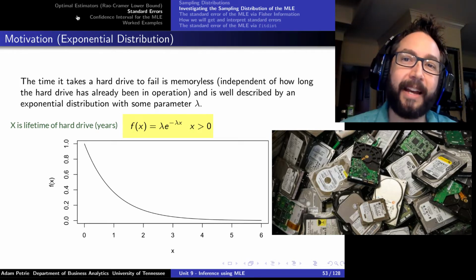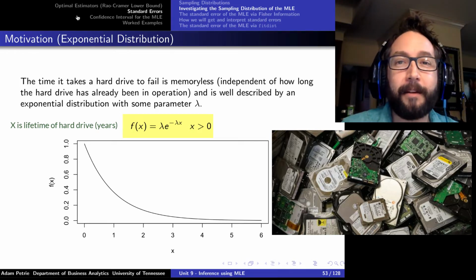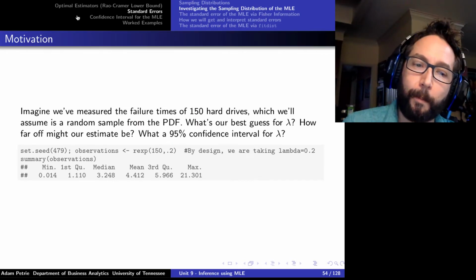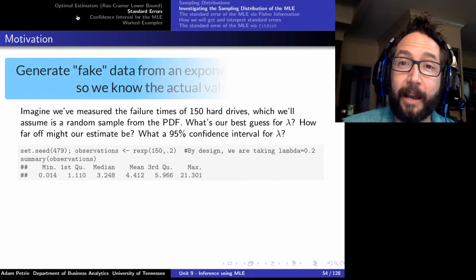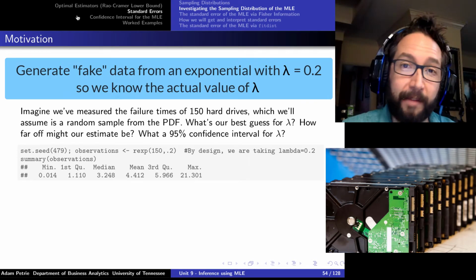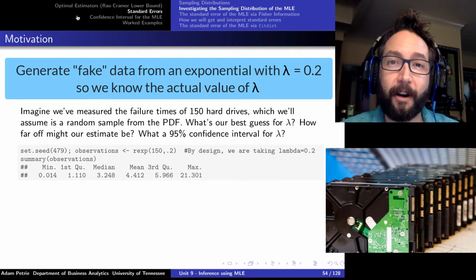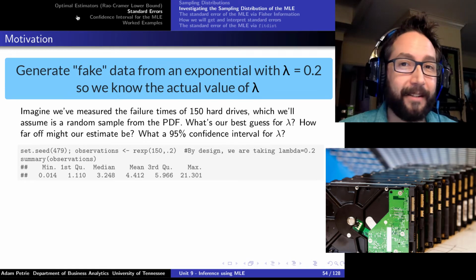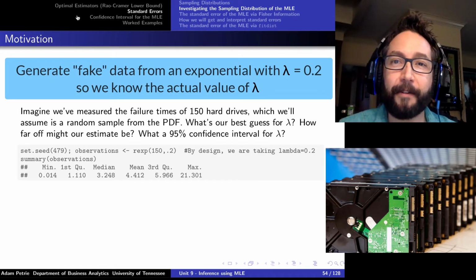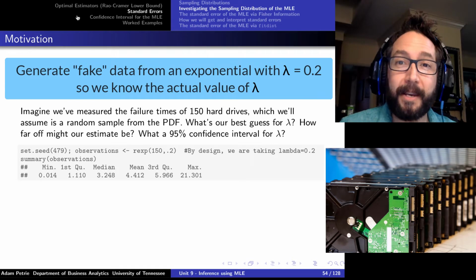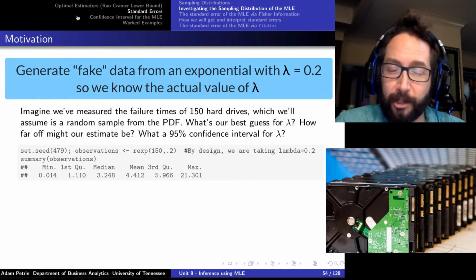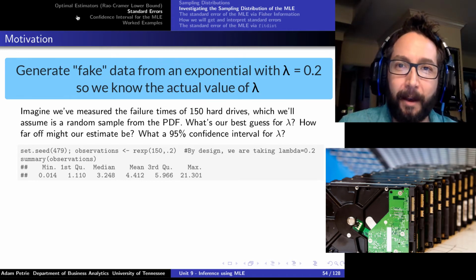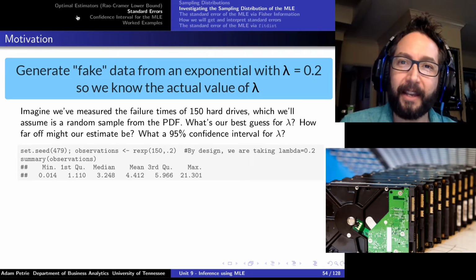And so I would like to estimate lambda here from a random sample of data values. Let's imagine that we've taken a random sample of size 150. We have the failure times of 150 hard drives. We want to use that to estimate lambda. And not only that, but we want to figure out how far away our estimate might be from the true value of lambda that's generating our data, and make some pretty conclusive statements about how far off I think I might be here.